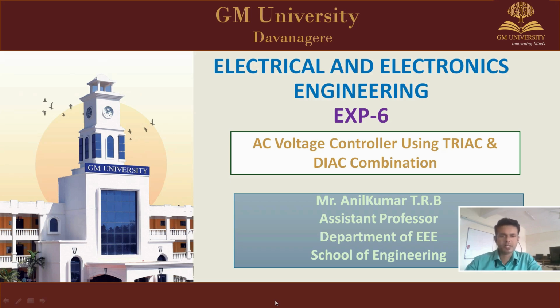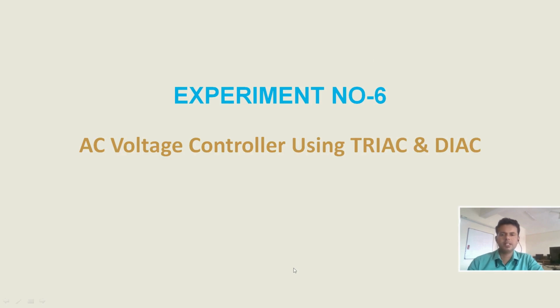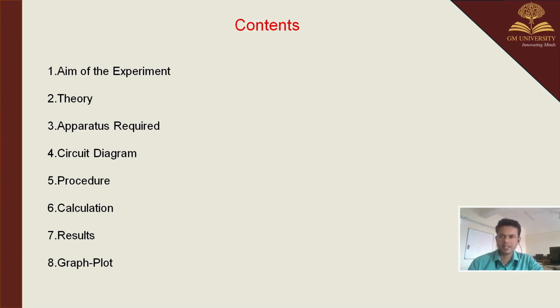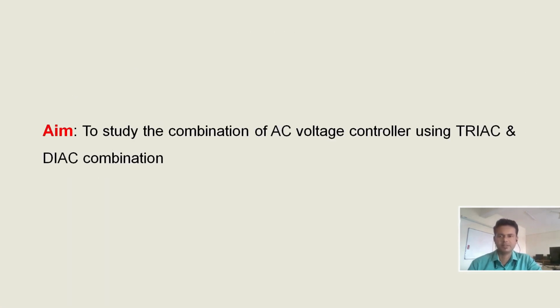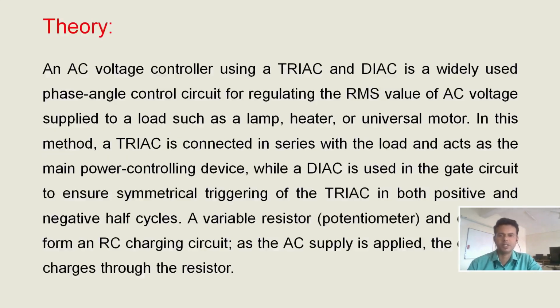So today we are going to study experiment number 6, that is AC voltage controller using TRIAC and DIAC combinations. These are the contents: aim of the experiment, theory, apparatus required, circuit diagram, procedure, calculation, results and graph. So the aim is to study the AC voltage controller using TRIAC and DIAC combinations.